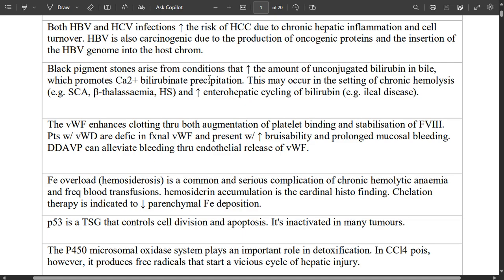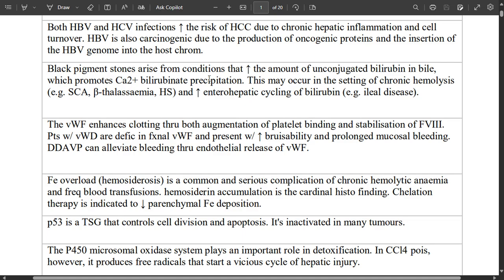The unconjugated bilirubin is formed due to hemolysis in the blood. In hemolysis, the unconjugated bilirubin is high in amount relative to the bile salts. Therefore, there occurs precipitation of stones, which bind with calcium, causing black pigment stones.